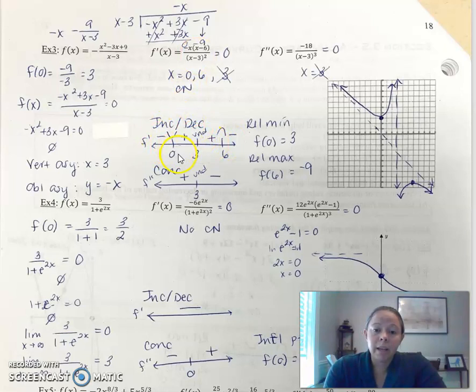decreasing. And at 0, you realize you have a relative min. 3 is undefined. And at 6, you go from positive to negative. So increasing to decreasing, you have a relative max. So plot those 2 points on your graph. And then this confirms our double derivative is positive, so we're concave up.